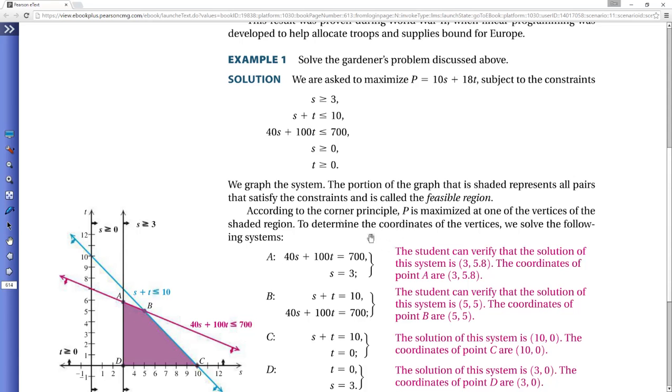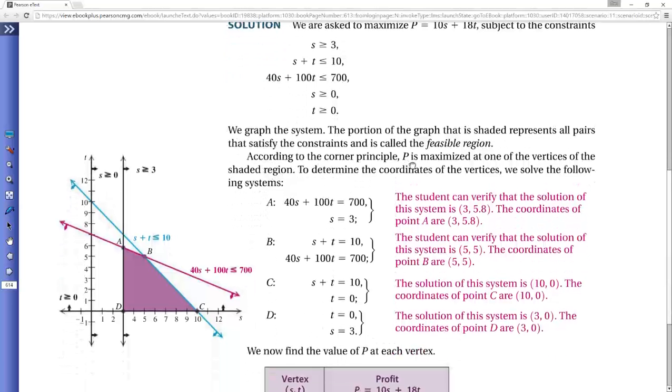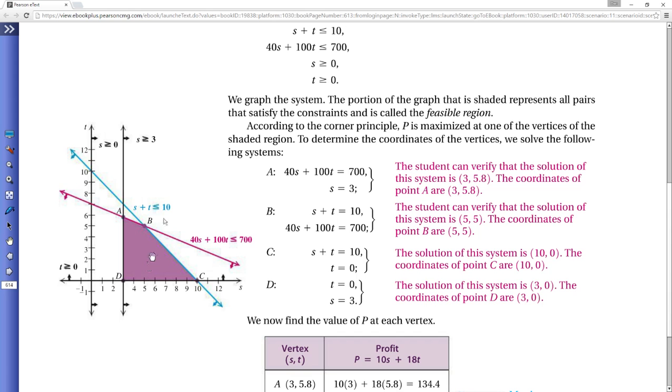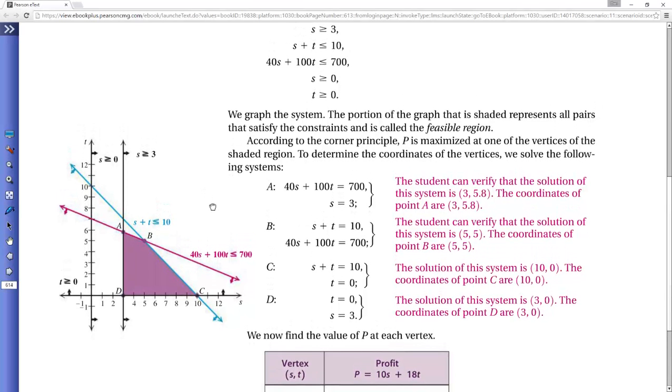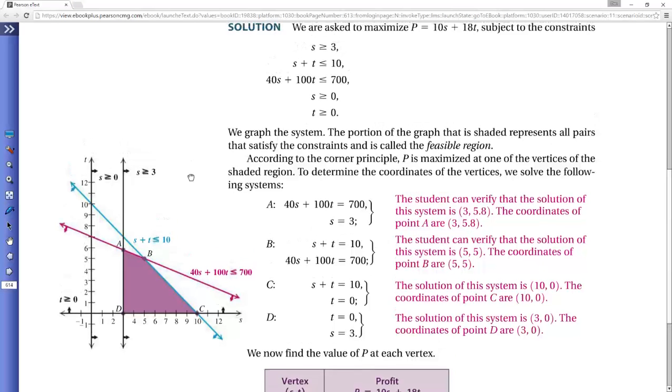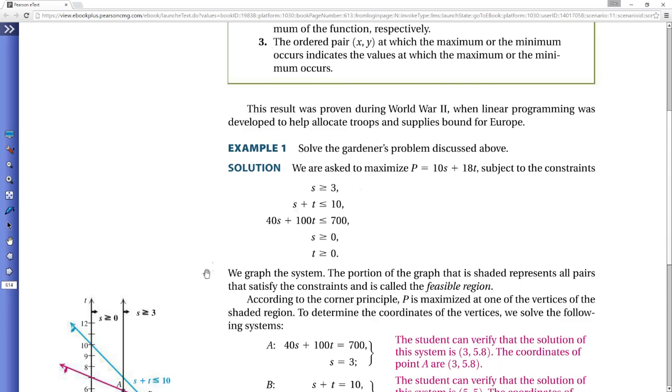Well, they're going to take some things in here. When we graph this system, we can graph all these inequalities with shading, and that's what this graph is trying to show here. Now the portion that is shaded represents all pairs that satisfy the constraints and is called the feasible region. So they're talking about this region here. Notice that every one of these constraints is graphed in here. Now this isn't a graph of our original equation.